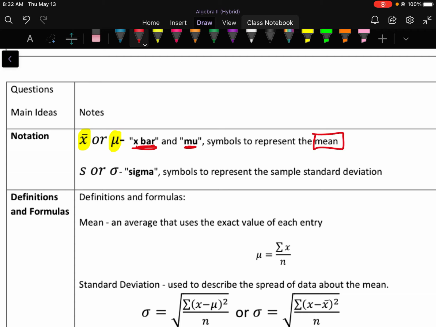Hopefully you know how to find the mean. It's the average of the numbers. I'll show you again what that's going to look like in statistics symbols. It's going to look more complicated, but don't overthink it. You know how to find the mean.